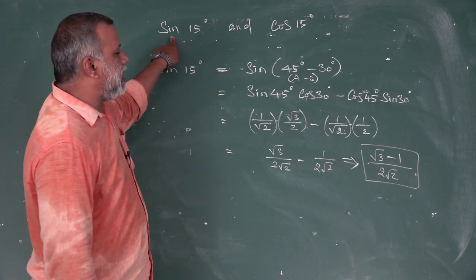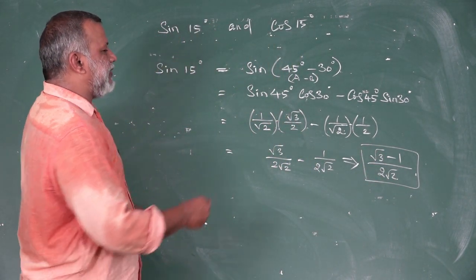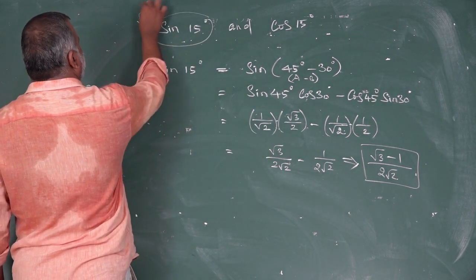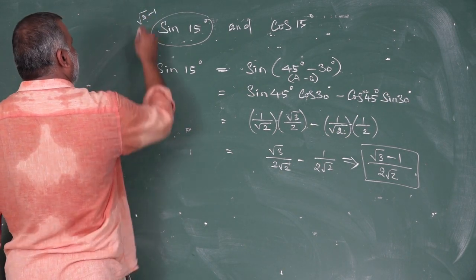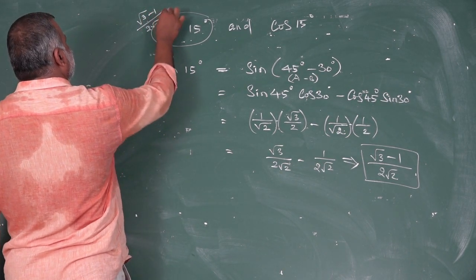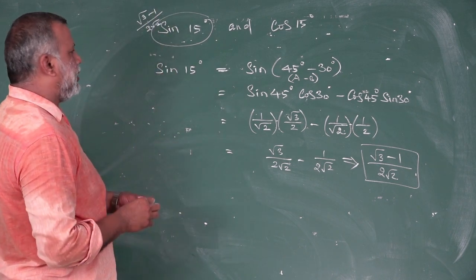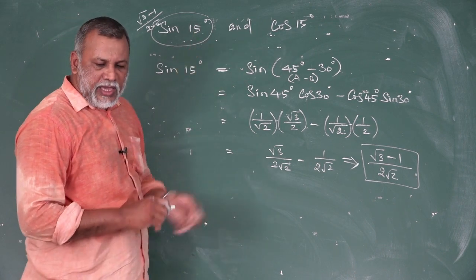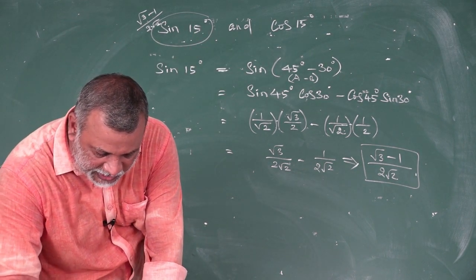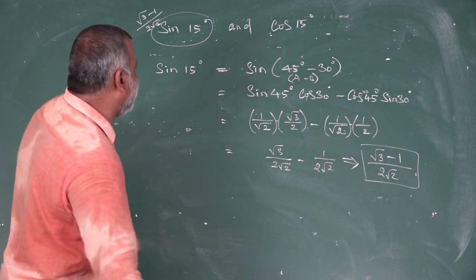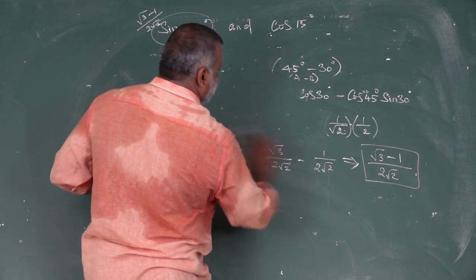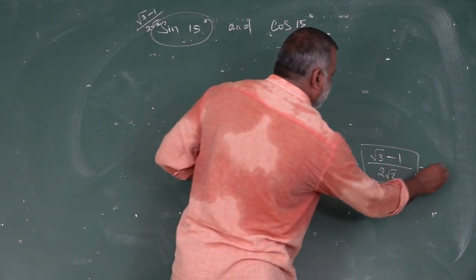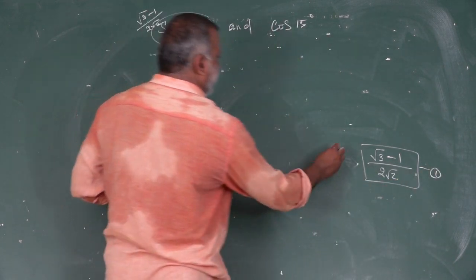What is the result? Sin 15 degree. I worked out the result just now. This value is (root 3 minus 1) divided by 2 root 2. I am writing it here. The same way I am going to work out cos 15 degree with the help of the same method. See, this is result number 1. This is sin 15 degree.